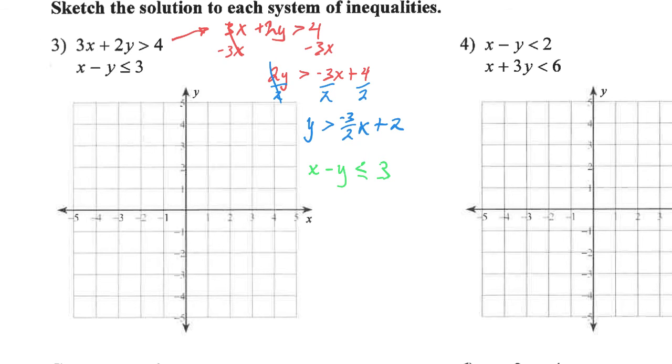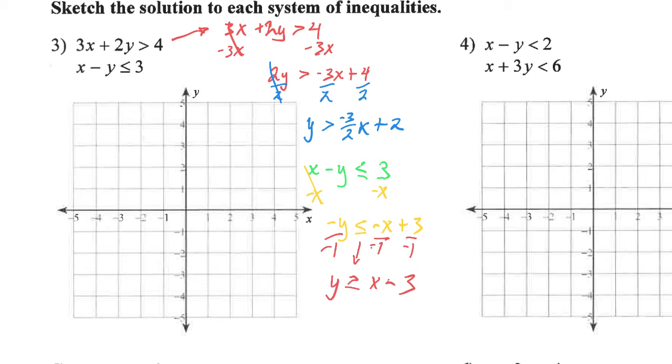So I want to solve this for y, so I'm going to subtract the x on both sides. I've got negative y is less than or equal to negative x plus 3. And then I divide by negative 1 to get the y positive, which is going to flip my sign. Dividing by a negative flips the sign, so that's going to make it greater than or equal to. Negative divided by a negative is a positive x, and then positive 3 divided by negative 1 is a negative 3.